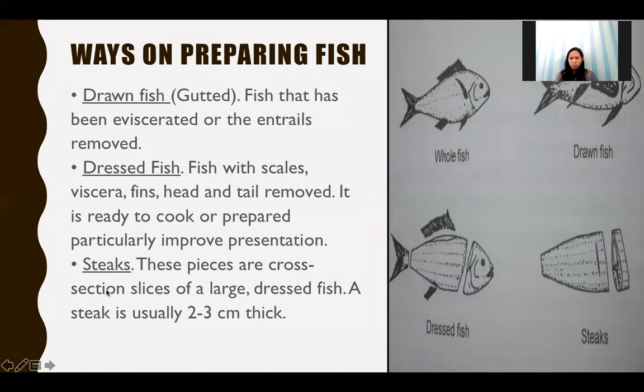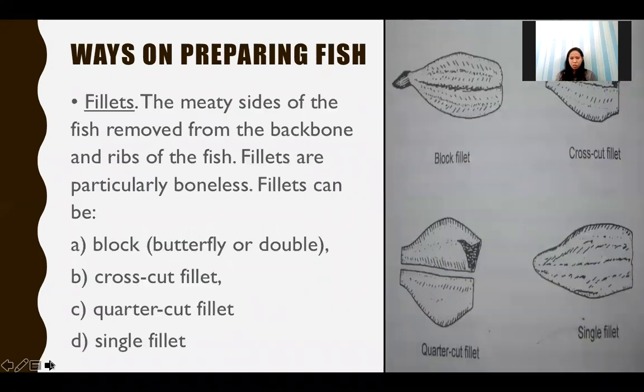Next, pag steaks naman, these pieces are cross-section slices of a large dressed fish. A steak is usually 2 to 3 centimeters thick. So, example ng steak is ganito ang cutting. Ganyan, steak ang tawag dyan, class.